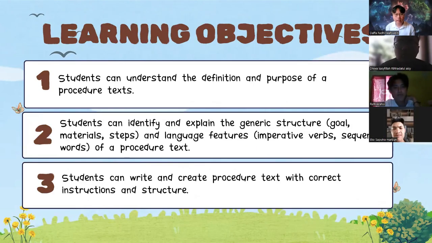And there are the learning objectives today. The first is students can understand the definition and purpose of a procedure text. And the second is students can identify and explain the generic structure, such as goal, material, and steps, and the language features like imperative verbs and sequence words of the procedure text. And the last is students can write and create procedure text with correct instruction and structure.